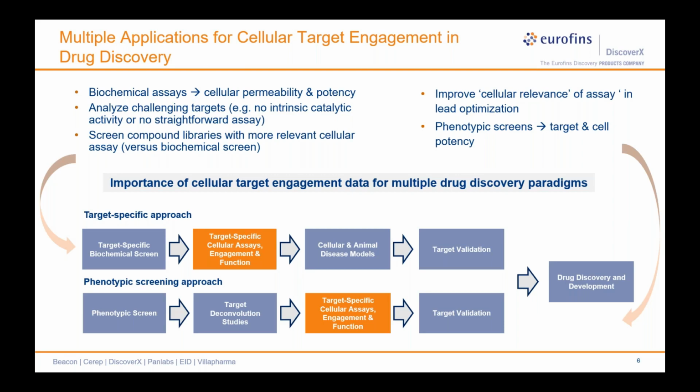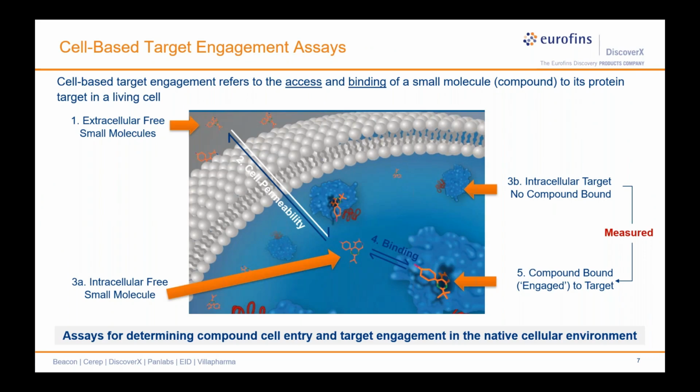Cellular target engagement assays are useful in a number of paradigms of drug discovery. For target-specific approaches, they can be useful for confirming the hits from biochemical screens in a cellular context and giving information about permeability of those compounds to the cells. And in phenotypic screening approaches, they can be useful for target deconvolution to confirm what target was giving rise to the phenotypic signal. So I wanted to go over how a cell-based target engagement assay is developed and performed.